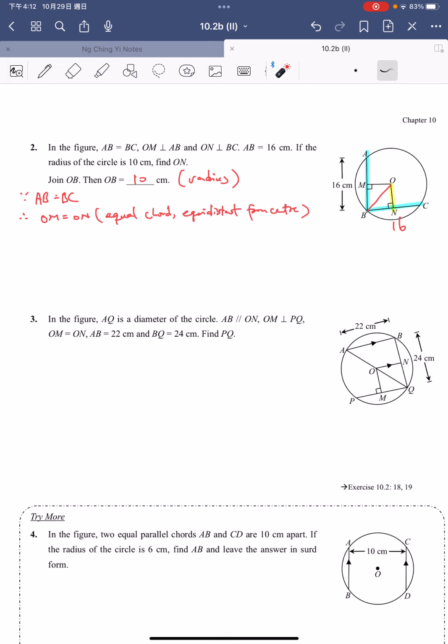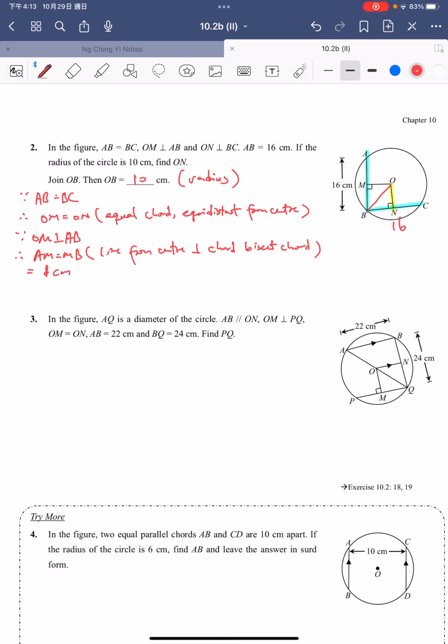So if you want to find out what is OM, then actually what we need is the length of MB. As OM is perpendicular to AB, which means that AM is equal to MB, by using the line from center perpendicular to the chord bisects the chord. So we can have as OM is perpendicular to AB, we have AM is equal to MB by using the line from center perpendicular to the chord bisects the chord. Okay, so now we have AM is equal to MB, which means that each of them is equal to 8 cm, the half of 16.